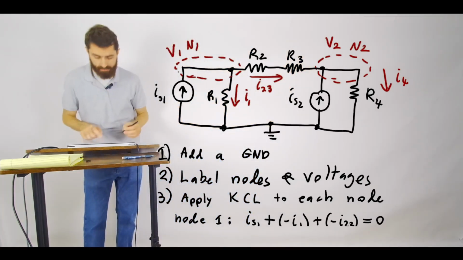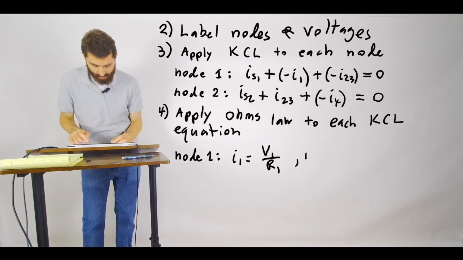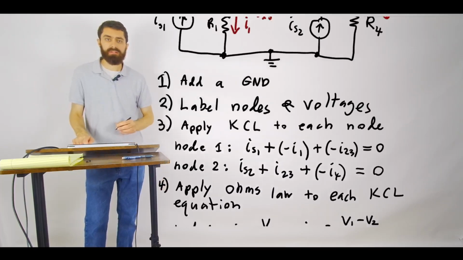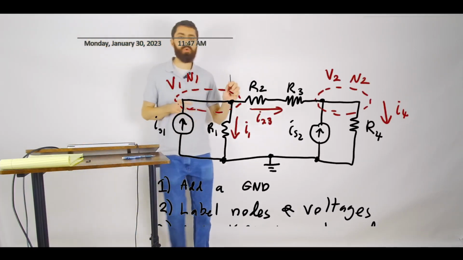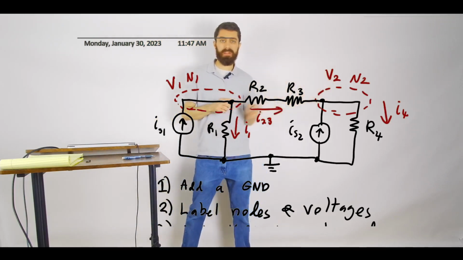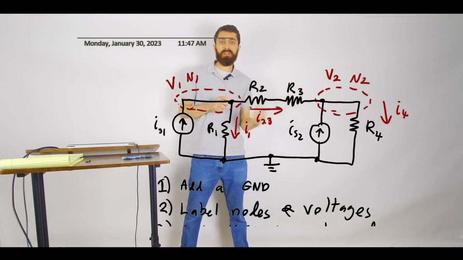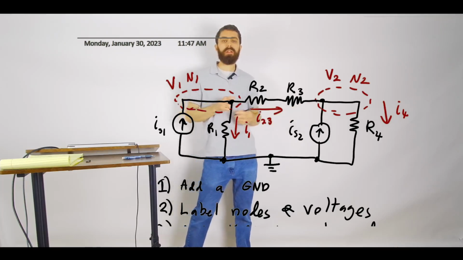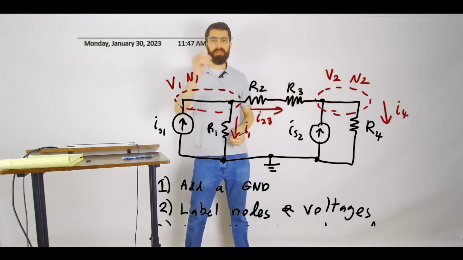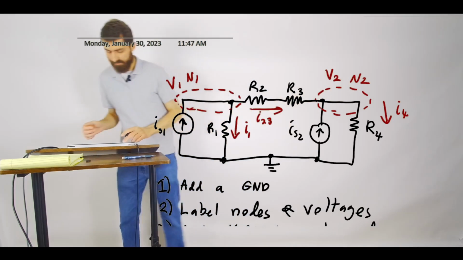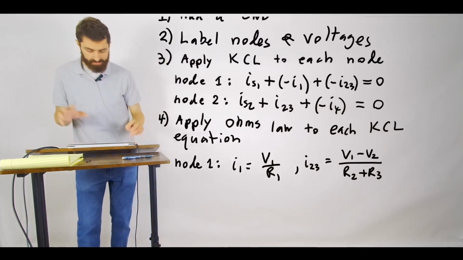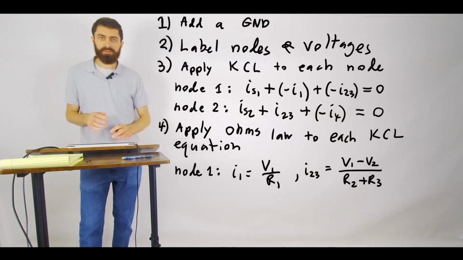So I23 equals V1 minus V2 over the sum of R2 plus R3. And it's important that we did V1 minus V2. If we had defined the current as going the other direction, then you'd want to do V2 minus V1. So we've got our two expressions there.